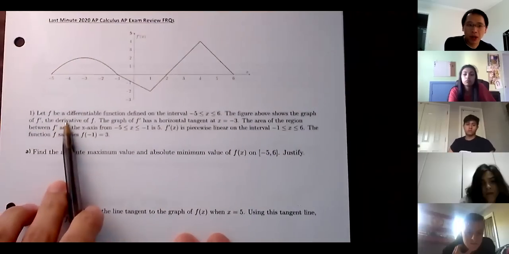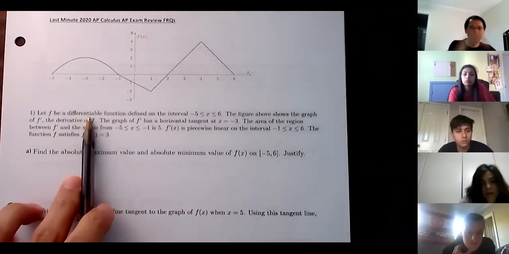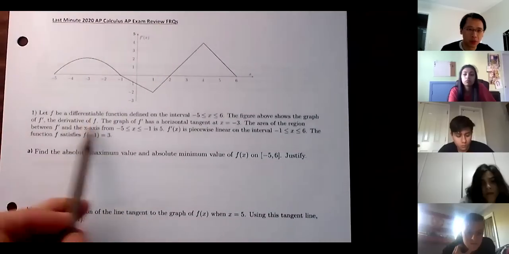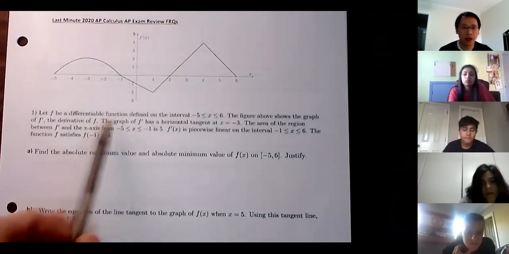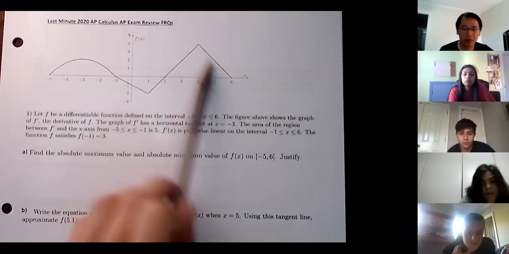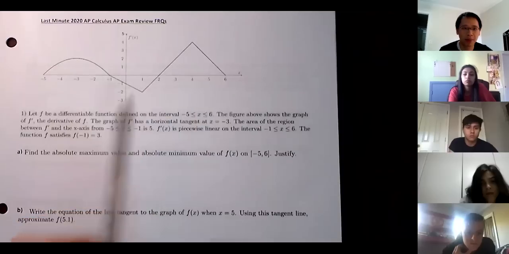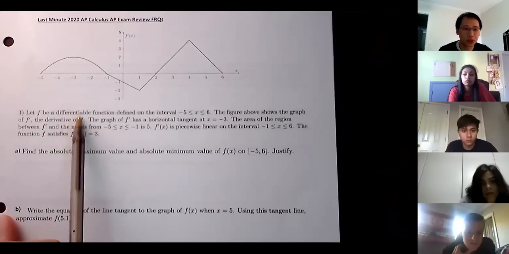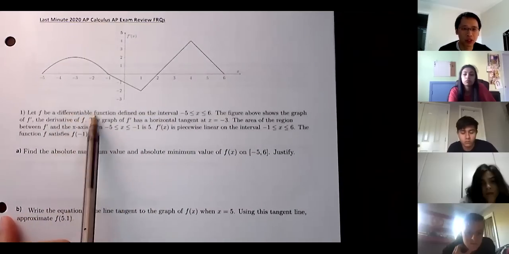Okay, so let's read the problem here. Let f be a differentiable function. So again, that just means a smooth curve. Now this is not the f function, right? You see a sharp turn here, but it's okay because this is not f, this is f prime. So our function f, which we don't see, is differentiable, it's a smooth curve.